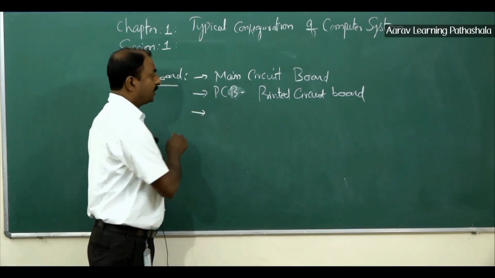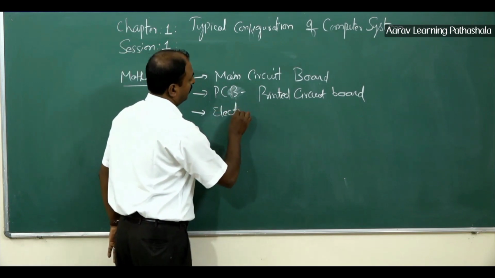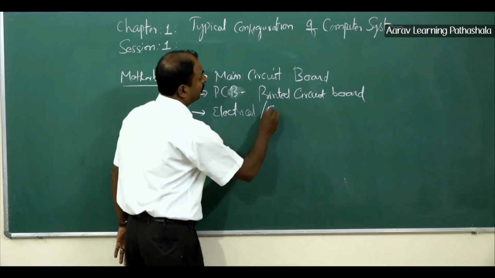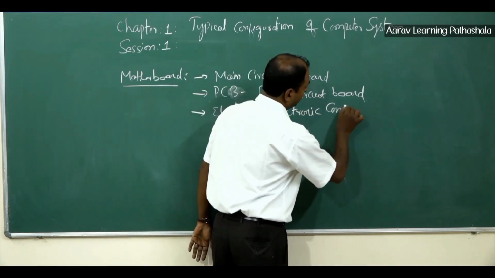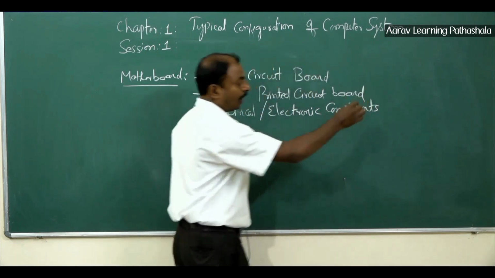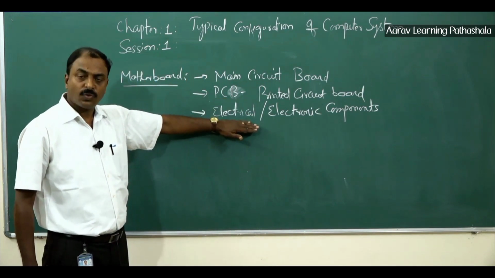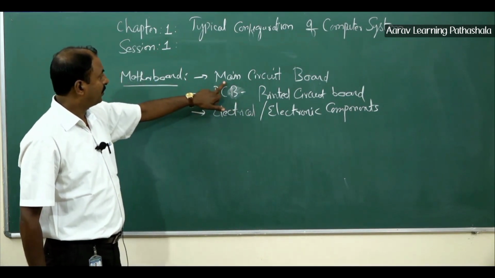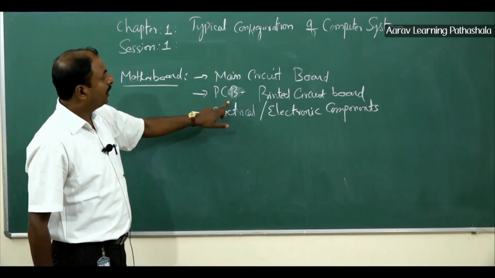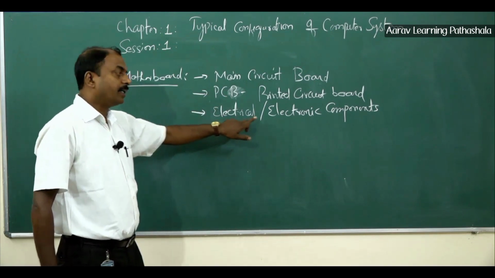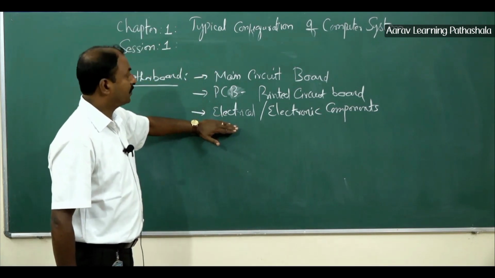Over this motherboard, many electrical and electronic components are mounted on top of this PCB. So this forms a motherboard. So what is a motherboard? A motherboard is a physical component, a hardware. It is a PCB, a printed circuit board, and many electrical and electronic components are mounted on top of this motherboard.